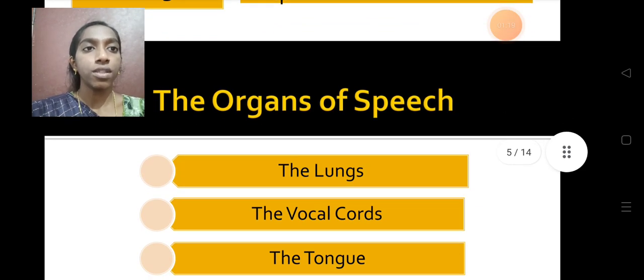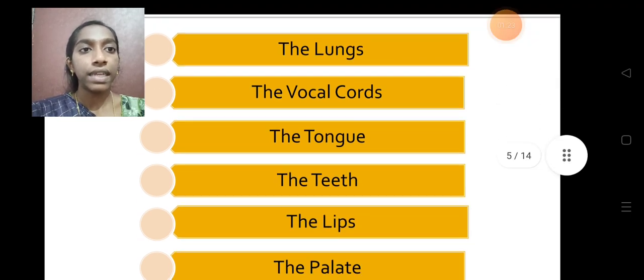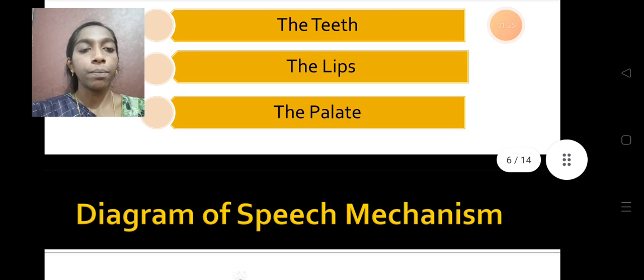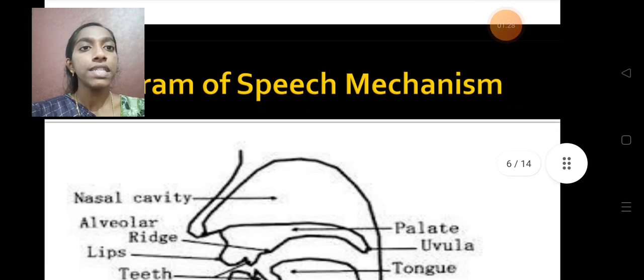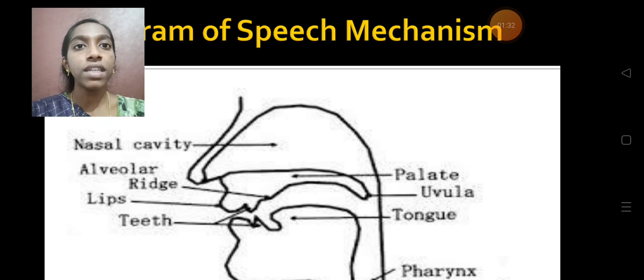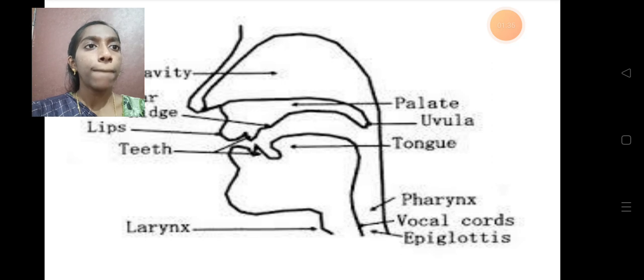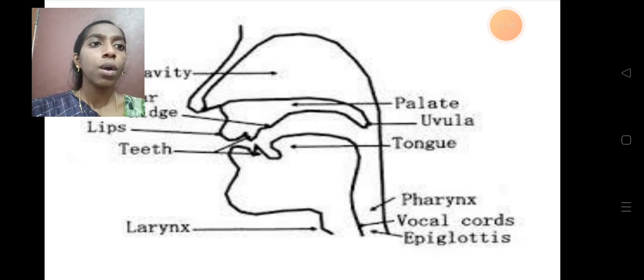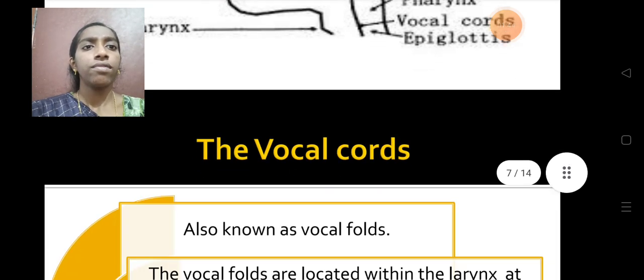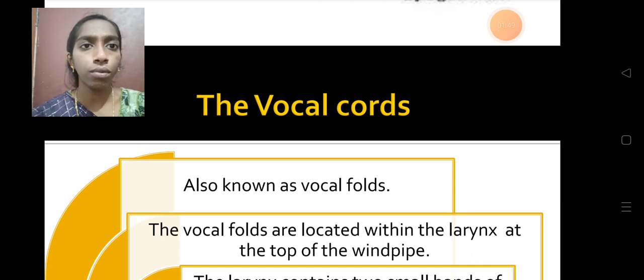Then the organs of speech: the lungs, the vocal cords, the tongue, the teeth, the lips, the palate. This is the diagram of speech mechanism. We have nasal cavity, alveolar ridge, lips, teeth, larynx, palate, uvula, tongue, pharynx, vocal cords, and epiglottis. First, vocal cords. Vocal cords are also known as vocal folds.